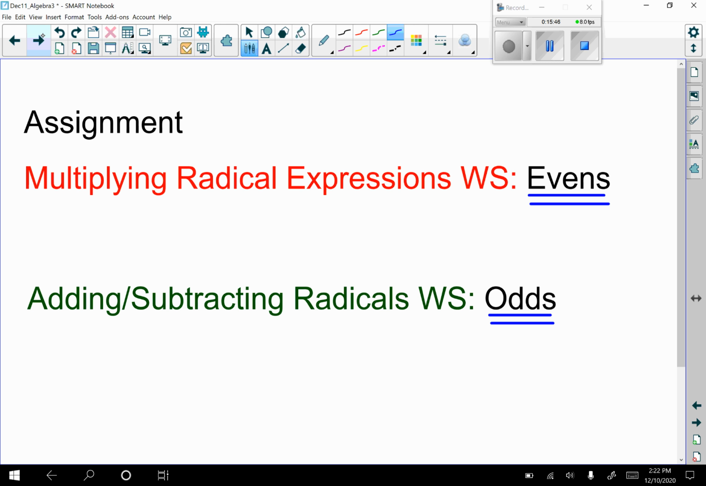All right, so you have two parts to your assignment. This first one is the new worksheet I'm giving you today. So multiplying radical expressions, only do the evens off of this. Now go back to yesterday's worksheet, adding and subtracting radicals, and do the odds. I'll post a PDF of the new worksheet, multiplying radical expressions. Please let me know if you guys have any questions.